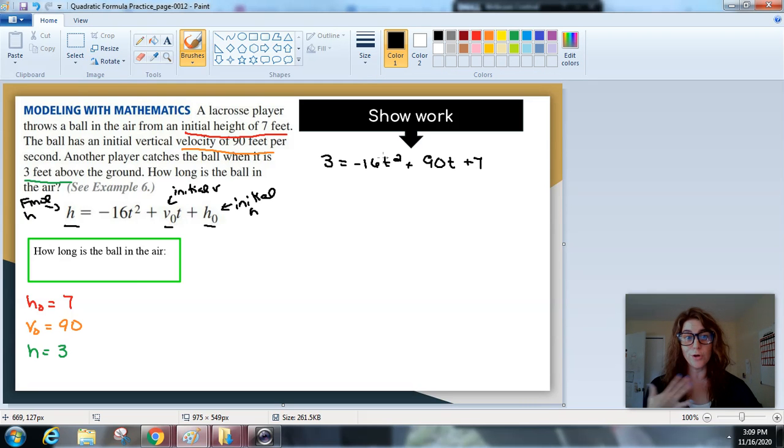So first things first, always get it equal to 0. So we're going to just move that 3 over, nice and easy. And now we can get into our work. Your a term is negative 16, b is 90, c is 4. I'm going to start by finding my discriminant, just like I always do. So b squared minus 4ac.